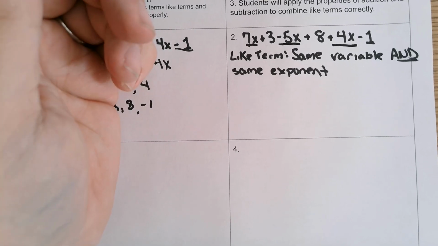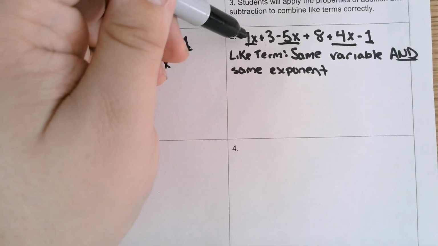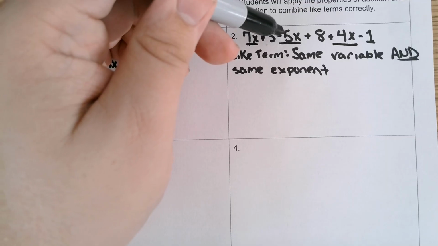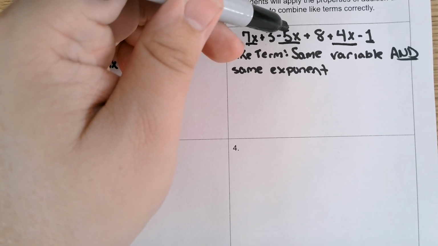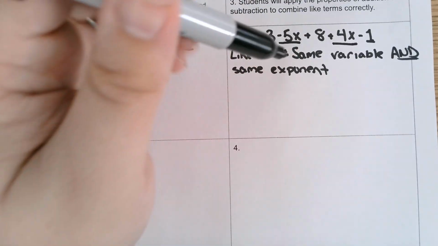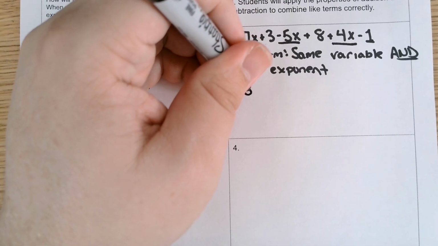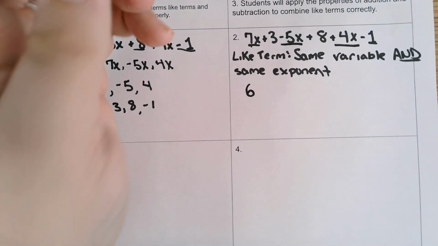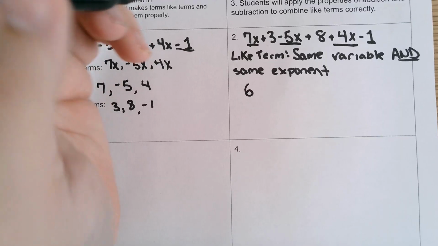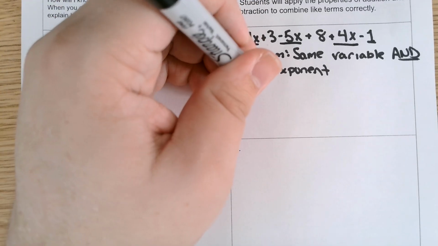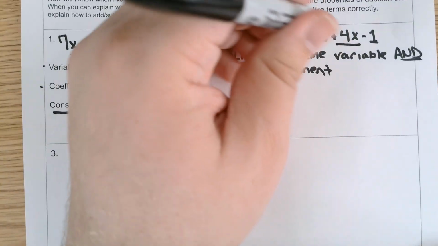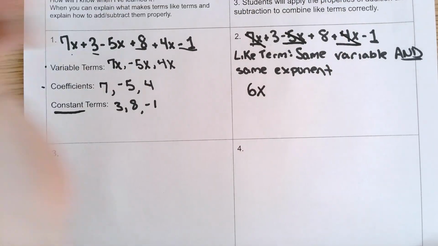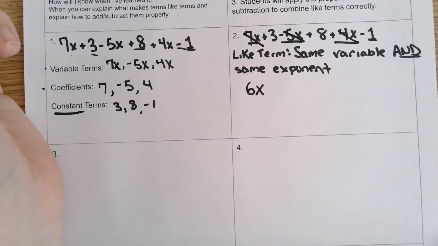When you combine like terms, you just follow the sign. So 6x minus 5. 6 minus 5 is 1. Plus 4 is 5. And when you're adding and subtracting, your variable and exponent just remain the same. So we're just going to put x. And now that we've used them, we're going to cross them out so we know that they're used.